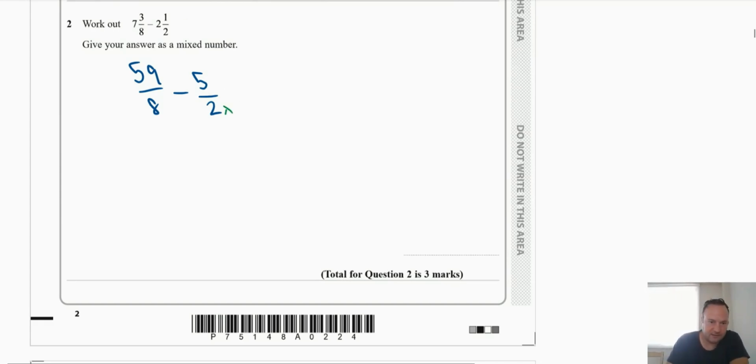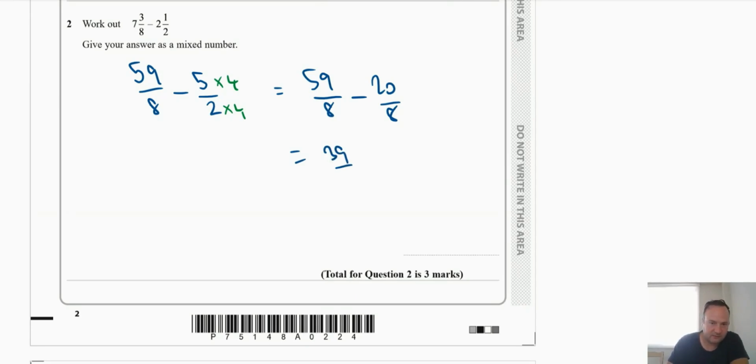So we can see by multiplying out that second fraction, we get 59 over 8 minus 20 over 8. This gives us 39 over 8. And then we want to convert this back to a mixed number.